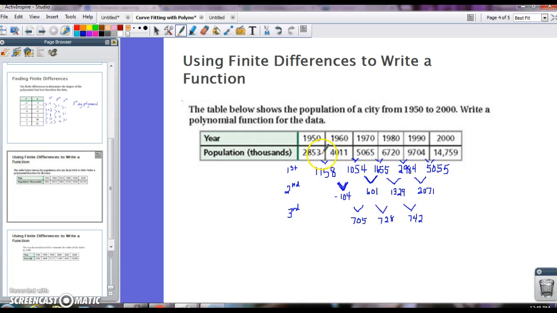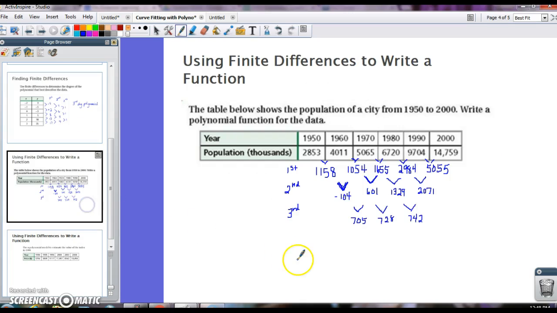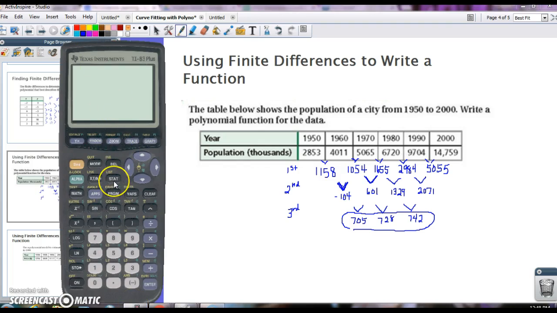And because we're dealing with actual data, where the example up here was not really actual data, it was just a series of values, this is actual data. Because it's really, really close, it might not be exact, but it's close enough that we can call this a third degree polynomial. Third degree is going to be cubic. And so with that, we're going to go ahead and put this information into our calculator.